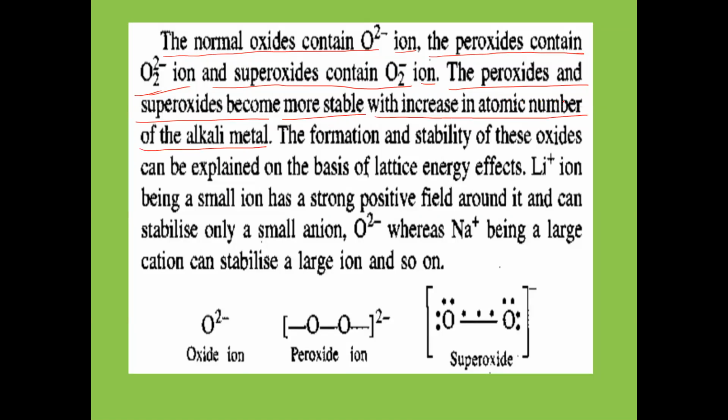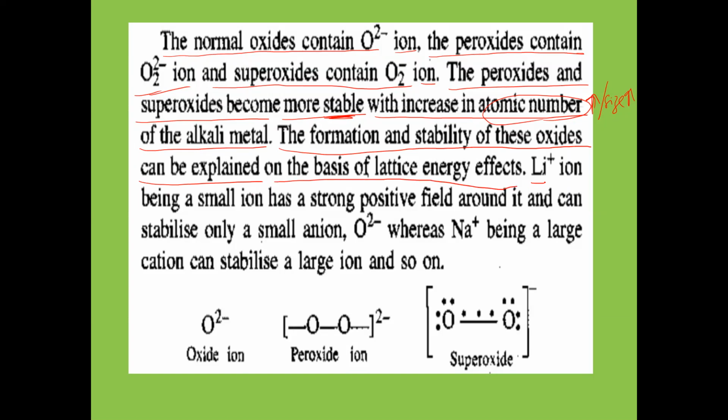When atomic number is increasing, size will be increasing. When atomic number increases, what happens now? The size of alkali metal also increases. With increase in size or with increase in atomic number, what happens? The stability will be increasing. So cesium superoxide will be more stable. The formation and stability of these oxides can be explained on the basis of lattice energy effects.